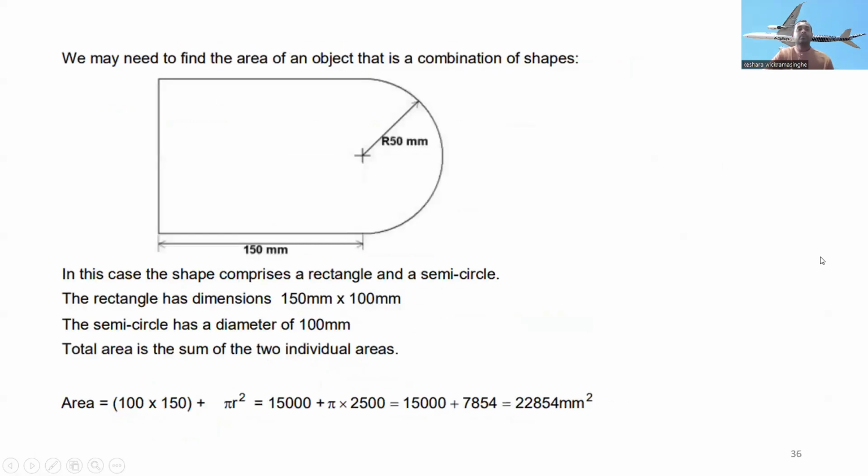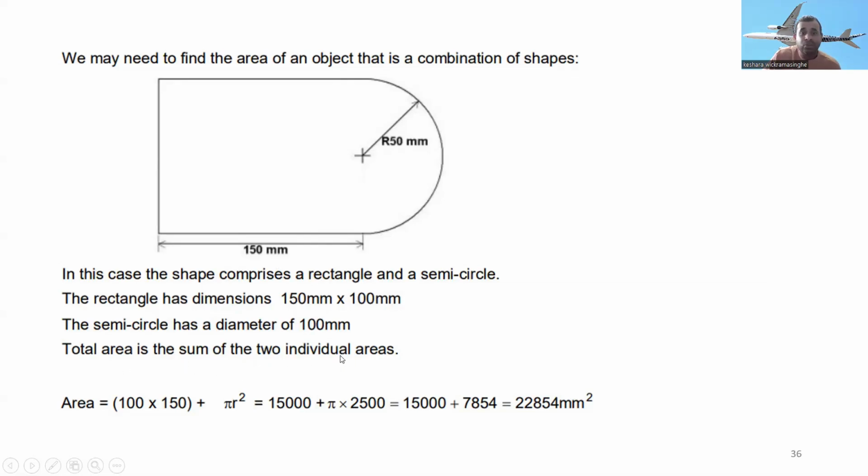All right, now we may need to find the area of an object that is a combination of shapes. In this case, the shape comprises a rectangle and a semicircle. The rectangle has dimensions of 150 millimeters by 100 millimeters, and the semicircle has a diameter of 100 millimeters.